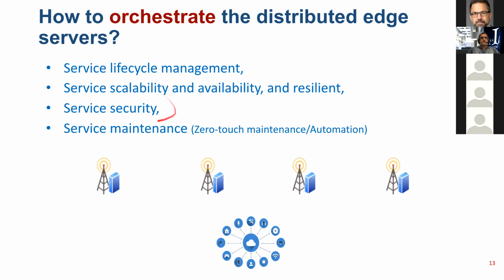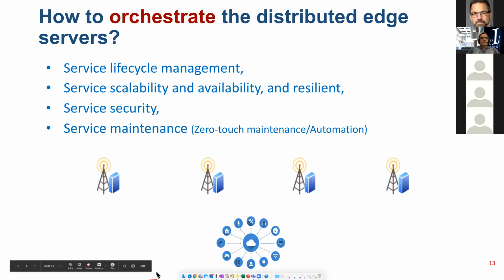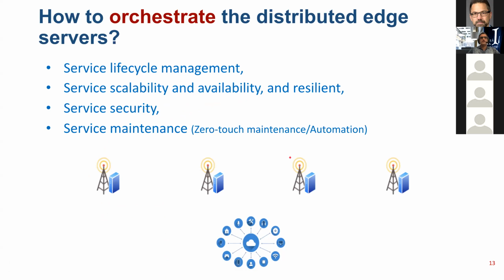Security is also a very important part of this architecture, because now we have distributed sites, so we cannot have a solid security perspective in one site. It's distributed, and we have a wider attack surface. So that's also another important part. We're talking about maintenance. We very much like to have zero-touch maintenance and automation, again because we have a very distributed architecture. These are some of the challenges.